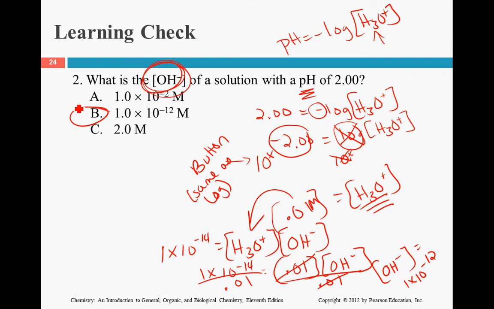And that is how you do pH. Remember, it's always the negative log of the H, not the OH, the H. And always remember that you can connect the pH equation with the 1 times 10 to the negative 14 equation.